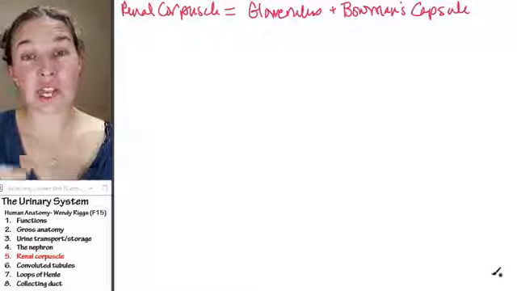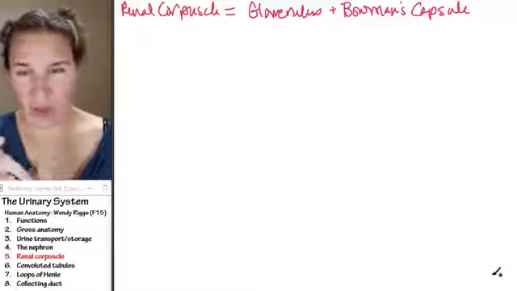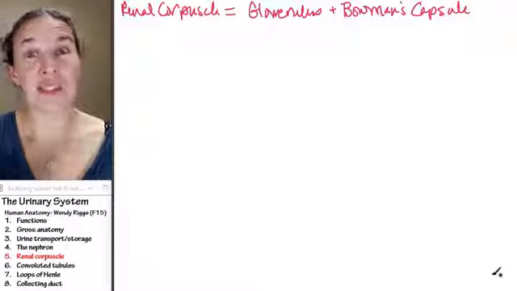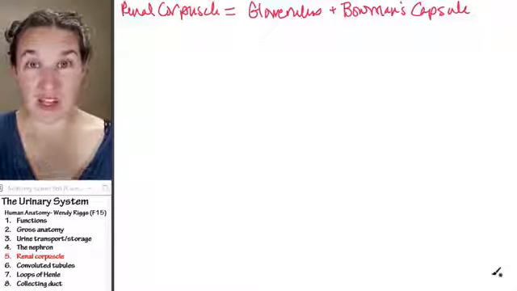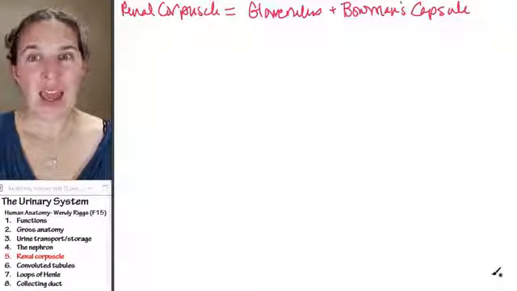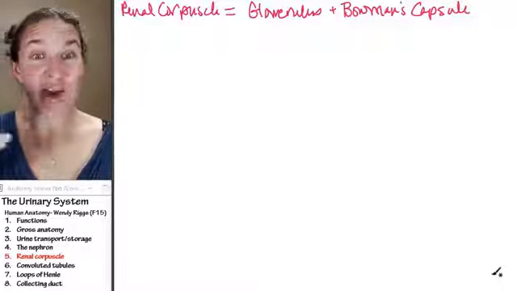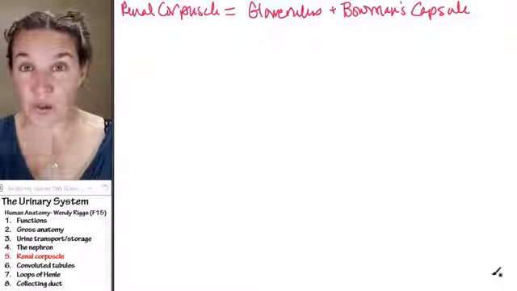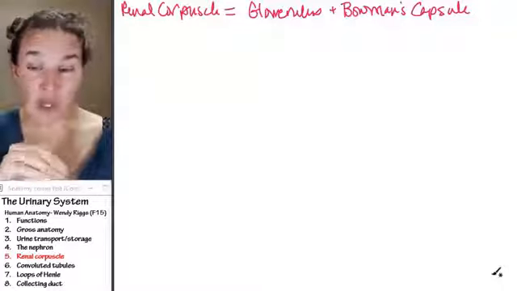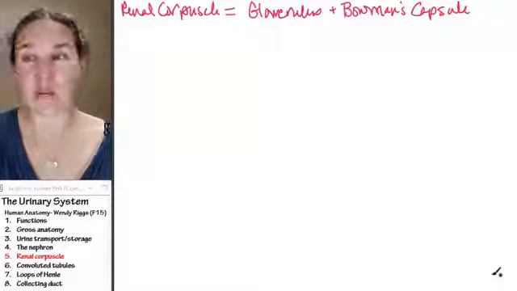Let's take a closer look at the renal corpuscle. The renal corpuscle consists of the glomerulus. The glomerulus is the capillary bed, so the glomerulus contains blood, and Bowman's capsule. Bowman's capsule is where the filtrate goes. So blood parts, plasma, flows out of the glomerulus and into Bowman's capsule. It's caught in Bowman's capsule.